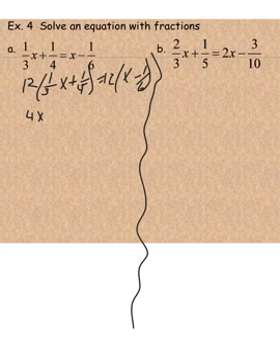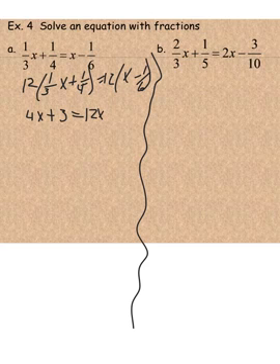If I multiply 12 times 1/4, that's going to give me 3. If I multiply 12 times x on the right side, that's going to give me 12x. And if I multiply 12 times -1/6, that's going to give me -2. So you can see by multiplying by the least common denominator, that gets rid of all the fractions in the equation, and this can make things much simpler to proceed.